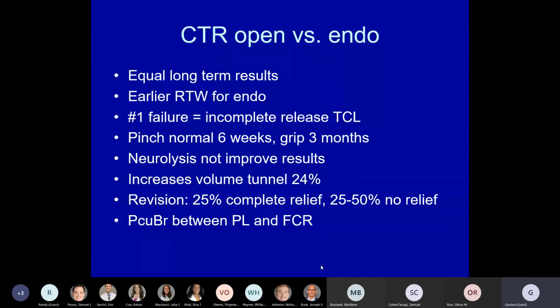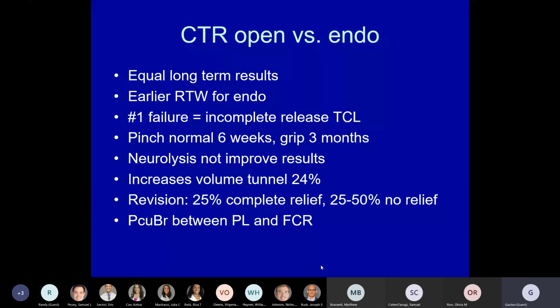The volume increase of the carpal tunnel itself when you release it is 24%. Revision carpal tunnel surgeries, a quarter get complete relief, a quarter to half get no relief. Also asked before, where does the palmar cutaneous branch of the median nerve reside? And the answer is between the palmaris longus and the FCR.